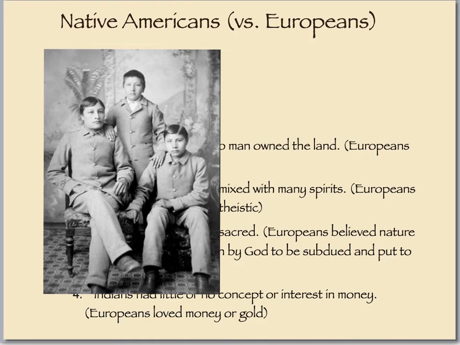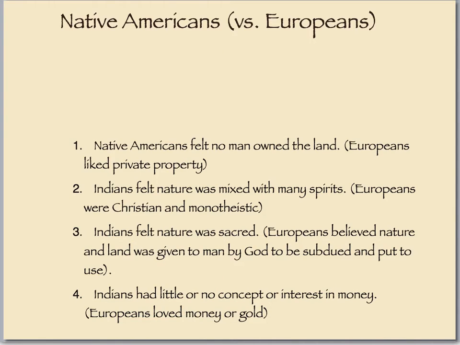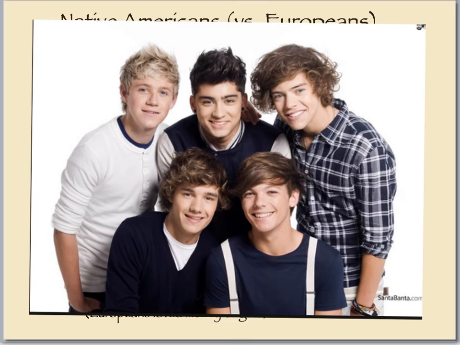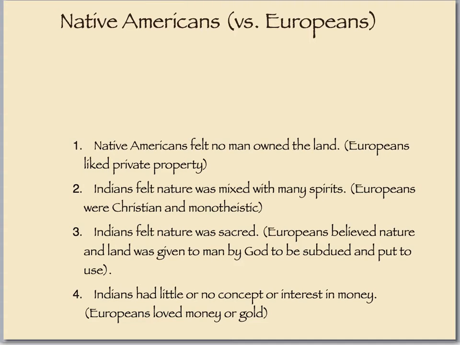Okay, here's the image of Native Americans, and maybe that's not what you were thinking, but this group of people we'll actually talk about later in this class in the year. This is a Native American group. Now let's talk about Europeans. All right, what image do you have of Europeans? Go. Here's the image that Mr. Venor thinks of every time he thinks of Europeans. I kid you not. One Direction. Seriously. All right, let's get into the content then.